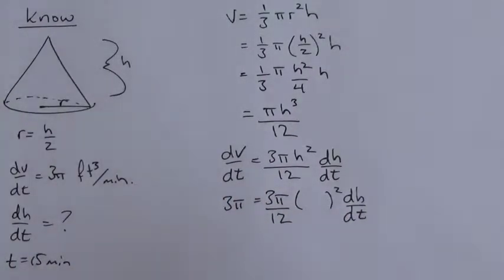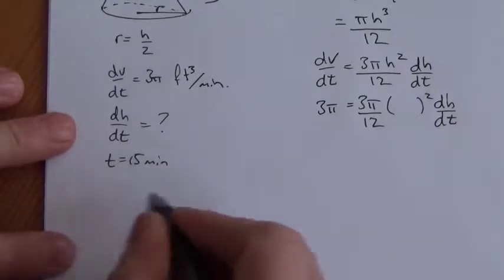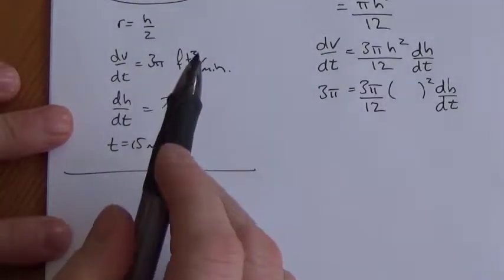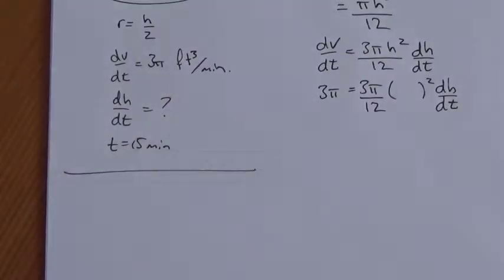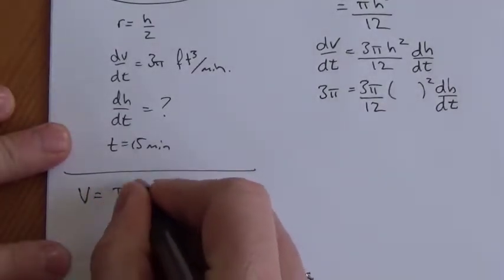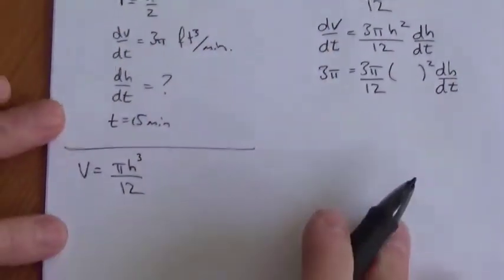So I've got to figure out, well, how am I going to do that? And that's okay. That's what the 15 minutes was about. So let's explore this a little bit more here. Because I know I've got a relationship between volume and height. So I know this already. I know volume is going to equal pi h cubed over 12. Figured that out over here.